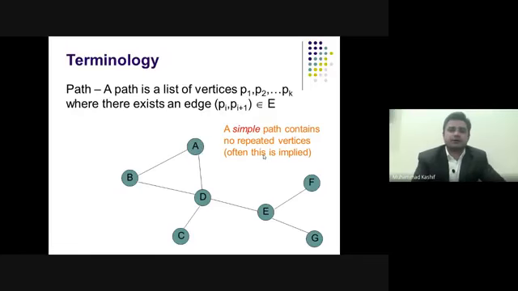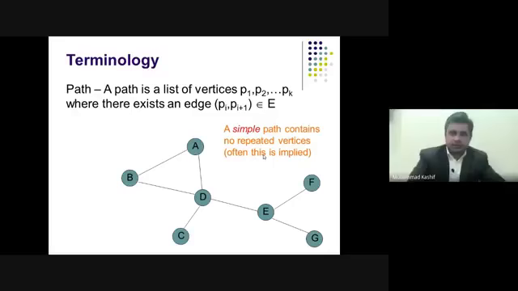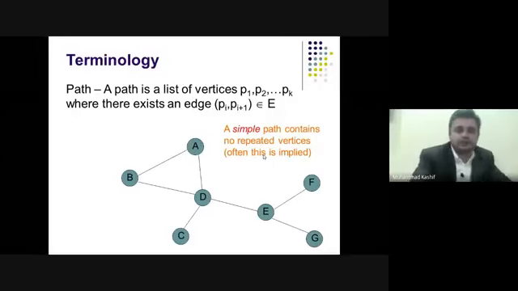Often this is referred to as a simple path, and is implied. That means there is no repetition. As you can see, we do not have any cyclic path. We do not have any loop on any particular node. So this is a simple path.